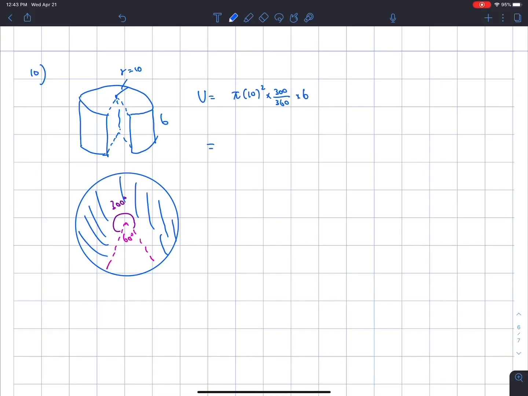I'll just type this into the calculator. So 10 squared is 100, times 300 over 360, times 6. I get 500 pi cubic centimeters. Of course, I can change this into a decimal too. I get 1570.8 cubic centimeters.